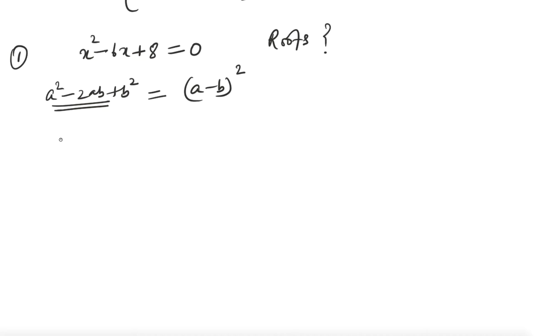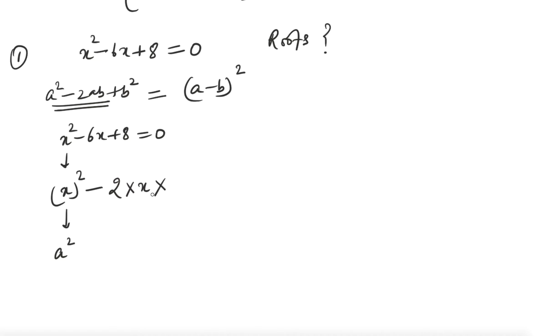Now I have x square minus 6x plus 8 equals to 0. This is already a perfect square. I can write this as x whole square, which will resemble the term a square, minus of 2 into, now this is my a, so I will write my a here, into, I need a b now. Okay, now what will be my b?